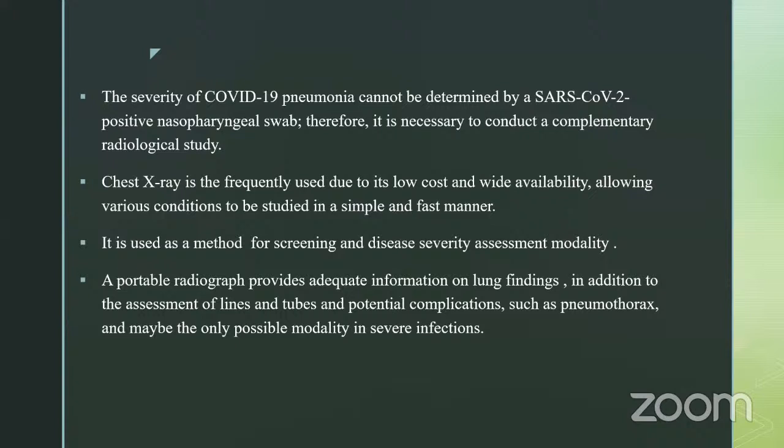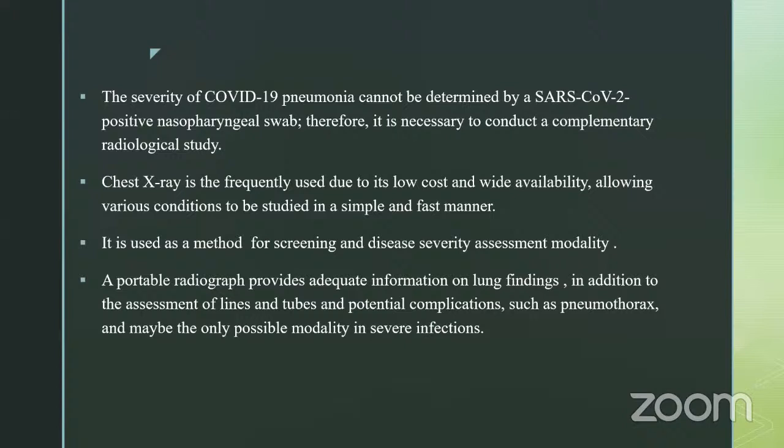The severity of COVID pneumonia cannot be determined by RT-PCR. Therefore, it is necessary to conduct a complementary radiological study. Chest X-ray is the most frequently used modality due to its low cost and wide availability everywhere, which allows various conditions to be studied in a fast manner. It is mainly used as a method of screening whether the patient has pneumonia or not, up to the severe level. The disease severity assessment can be done with chest X-ray at initial presentation.